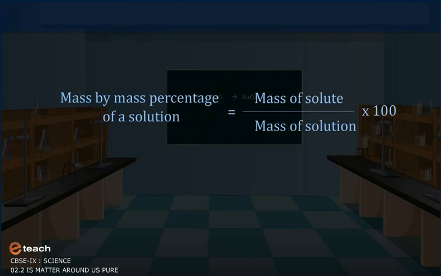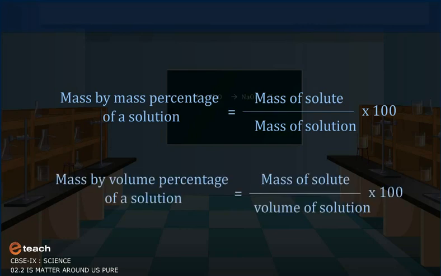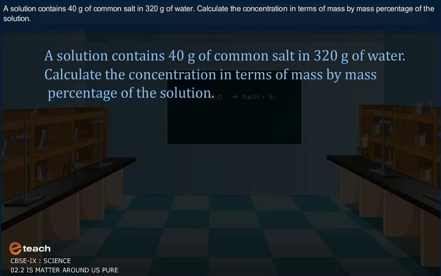Mass by mass percentage of a solution is equal to mass of solute upon mass of solution multiplied by 100. Mass by volume percentage of a solution is equal to mass of solute upon volume of solution multiplied by 100. A solution contains 40 grams of common salt in 320 grams of water. Calculate the concentration in terms of mass by mass percentage of the solution.